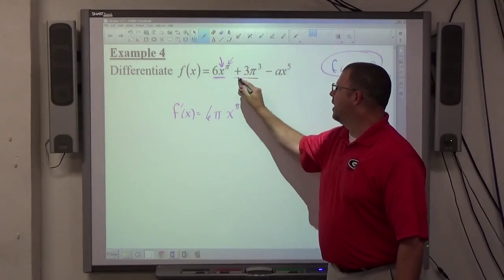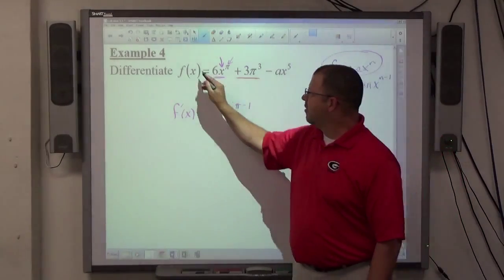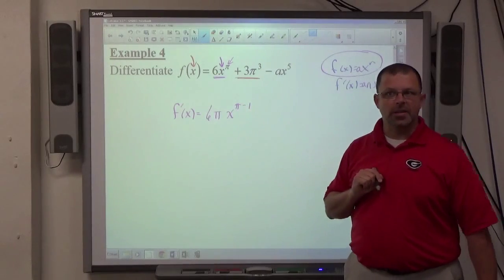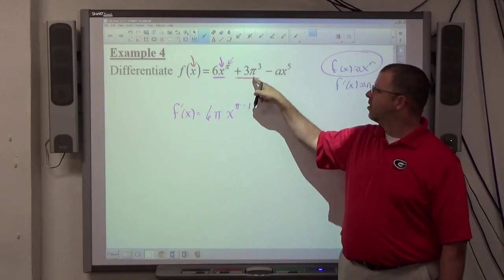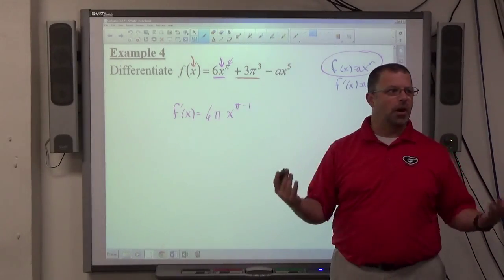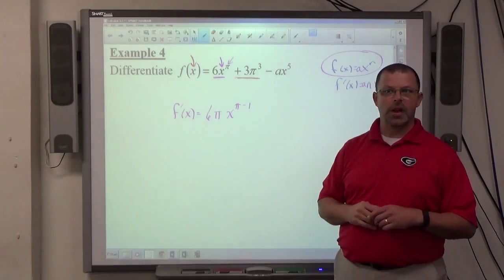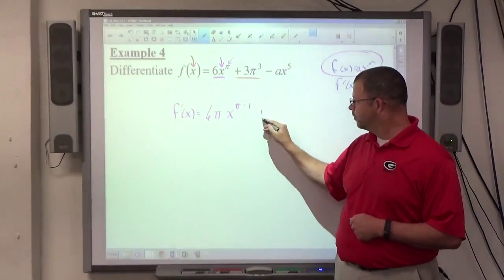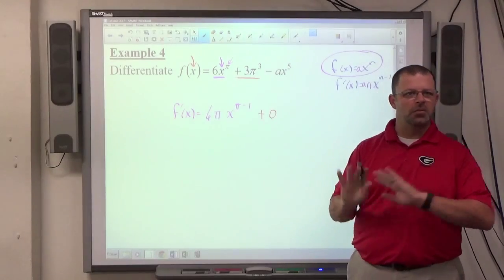Second term, 3 pi to the third. This says f of what? X. Is that an x? No. So 3 times pi to the third is equal to some number, right? Cross out. Derivative of a number is 0, right? Officially plus 0, you don't have to write it down.